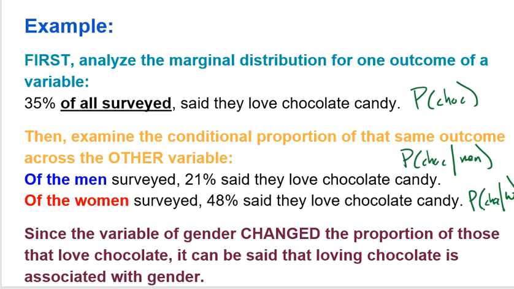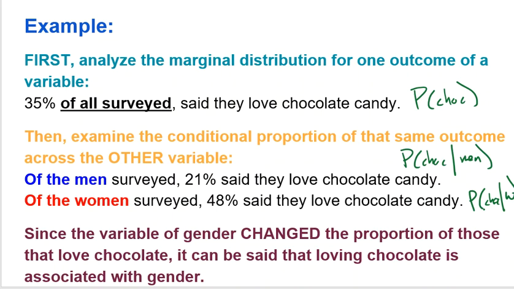This tells me there is an association. Why? Because the other variable of gender changed the chance of a person liking chocolate. Regardless of gender, 35% of people love chocolate. But all of a sudden, looking only at the men, it dropped. Of the men, you're less likely to like chocolate. 35 is my baseline, but if you're a man, it goes down. Something about being a man makes you less likely to love chocolate. I don't know why. And if you're a woman, it goes up. If you're a woman, 48% love chocolate. So something about being a woman makes you more likely to like chocolate. This clearly shows that gender has an impact on whether you like chocolate or not.